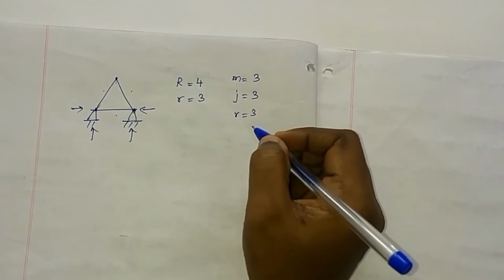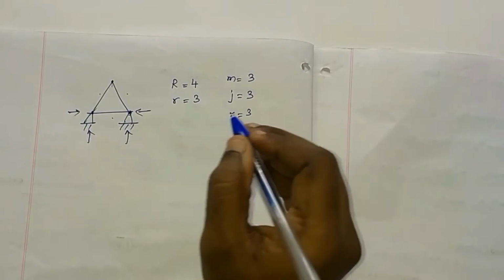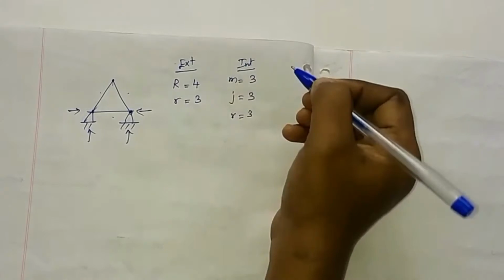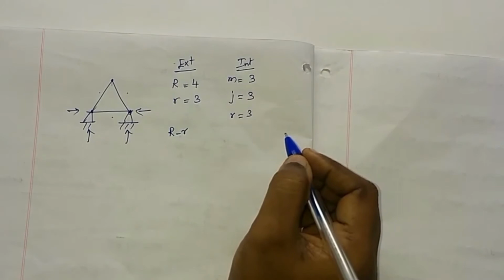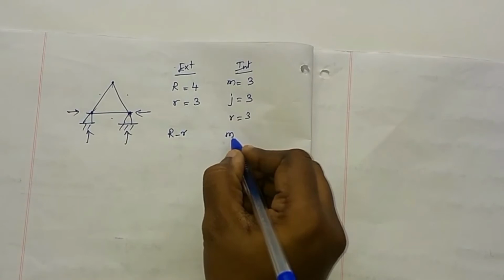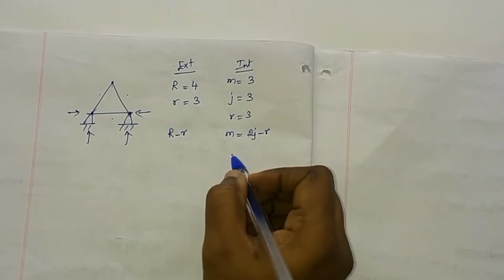Now let me check whether it is statically determinate or indeterminate internally and externally. So for external calculation, I write here. For internal calculation, I write here. My equation goes like this. Let me check what is the value of R minus r. If it is 0, then it is statically determinate. Again, I need to check whether M is equal to 2J minus R. If M and 2J minus R are equal, then it is statically determinate.